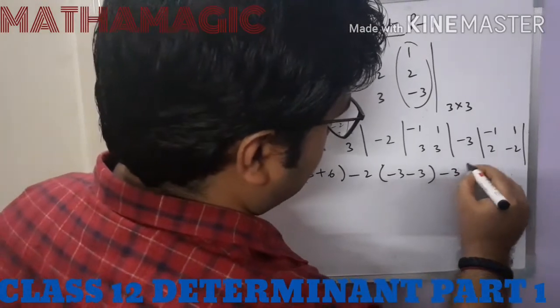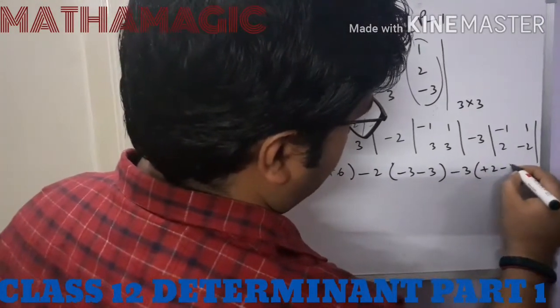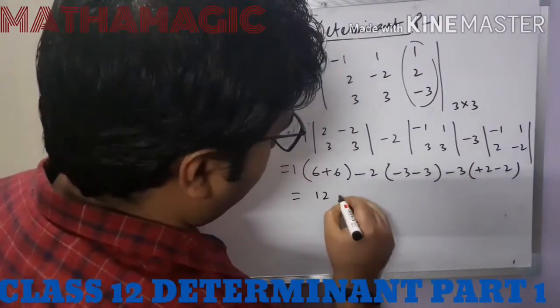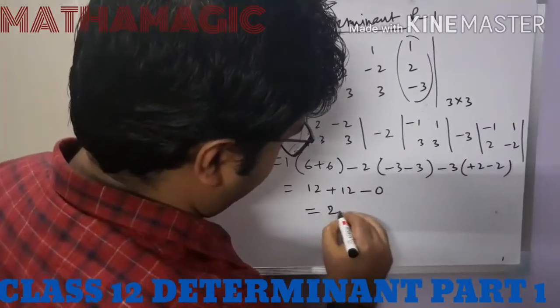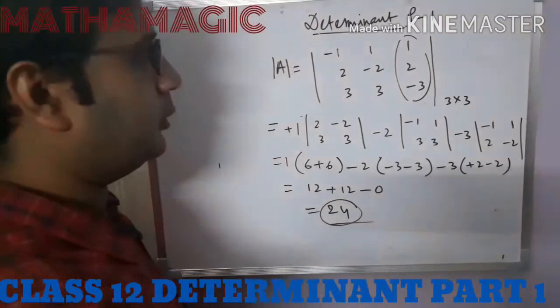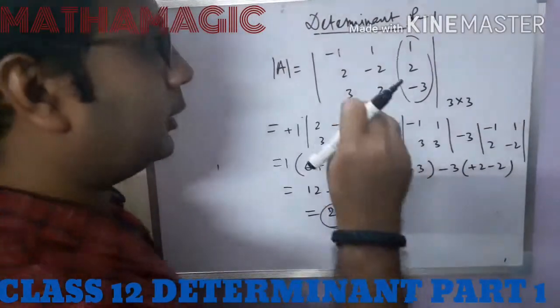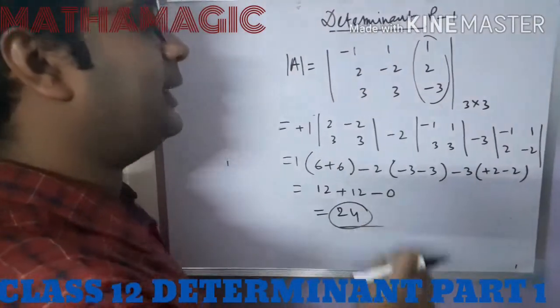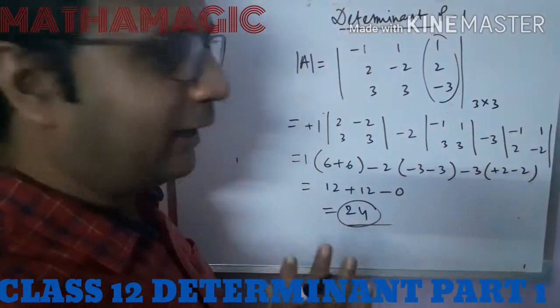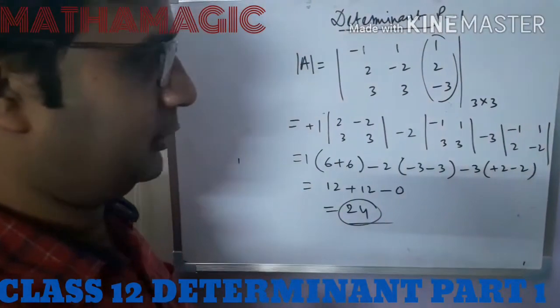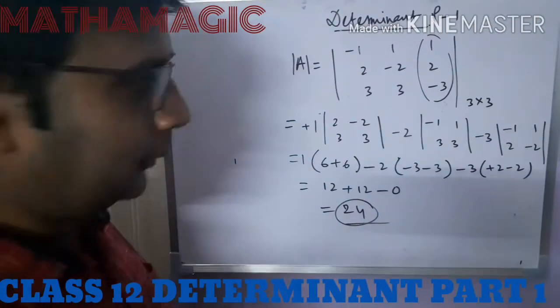Now we'll do it like this: my plus 2 minus 2. So it is 12 minus minus plus 12 minus 0. So it is 24. So the previous value was also 24. We can expand by using any row or any column of a determinant to evaluate the determinant. Hope it is clear by now.